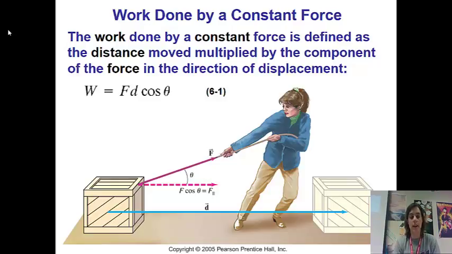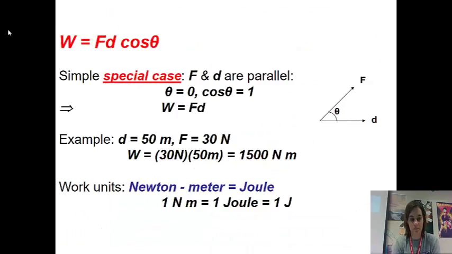But for right now, we'll say that work is equal to force times distance times the cosine of the angle between the two. So that way you're getting that component of the force that is in the same direction as the displacement or distance. Okay? If your force and displacement or distance are parallel, then work is just force times distance.